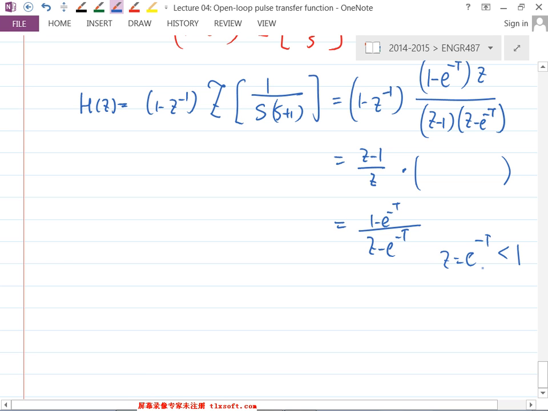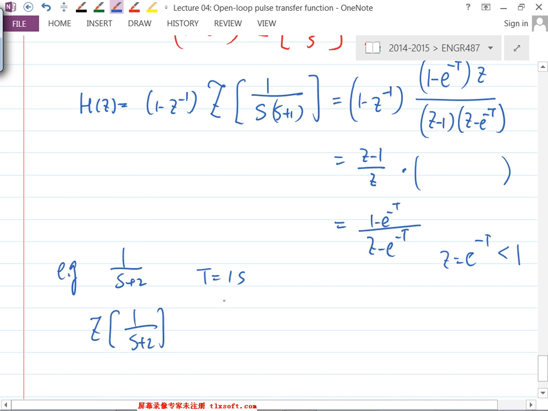Okay, so any questions? It's all good. That's a simple example of an open loop pulse transfer function. Now, in MATLAB, there is a very useful command that you will use. Let's say I'm dealing with 1 over s plus 2, and I'm trying to obtain the Z transform of this one, with the sampling time of T equal to 1 second.